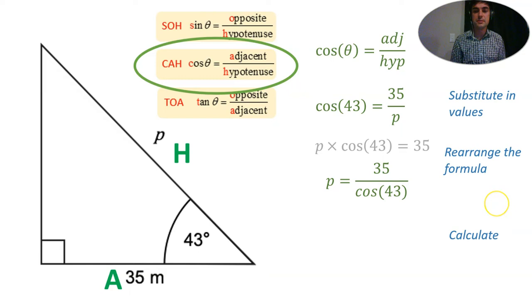So the final step we need to do is to calculate. To calculate that, we just type 35 over cos 43 into our calculator. Remember that your calculator needs to be set into degrees, so it either needs to have the little DEG up the top or the little D somewhere, so you know it's in the right setting. If you type that into your calculator, you should come out with 47.86 carrying on, but if we round it to two decimal places, that's what we'll come out with there.